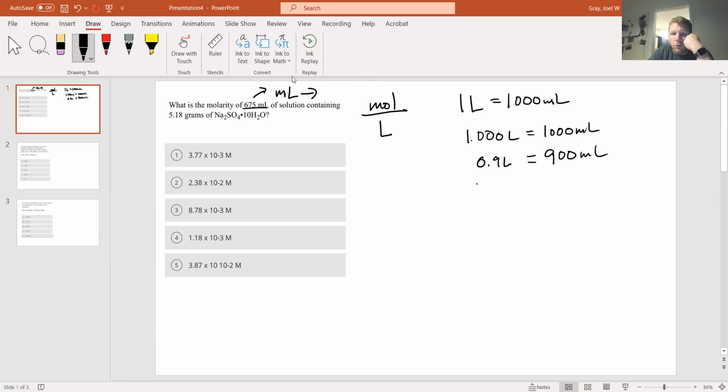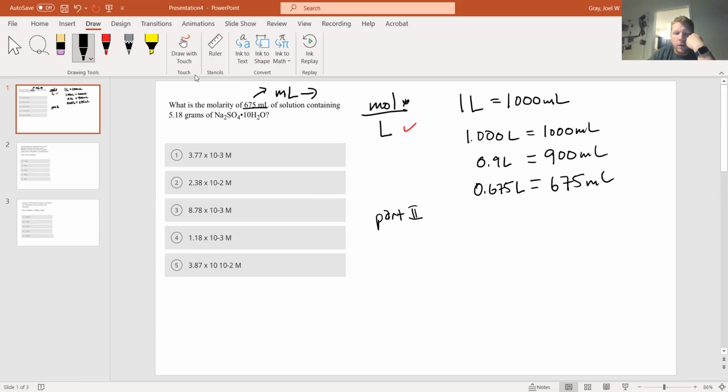So I'm going to take this 675 milliliters and convert that to 0.675 liters. Okay, so that's part one. Now part two. I'm going to go ahead and put a little check mark by my volume. I figured that out because that was just a simple conversion. Part two is my number of moles.